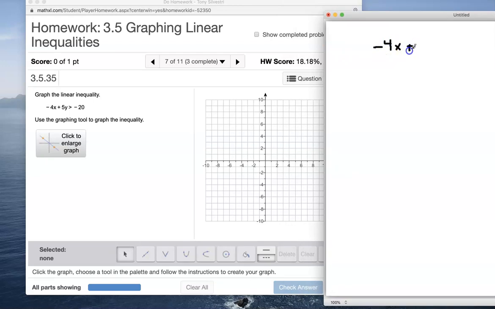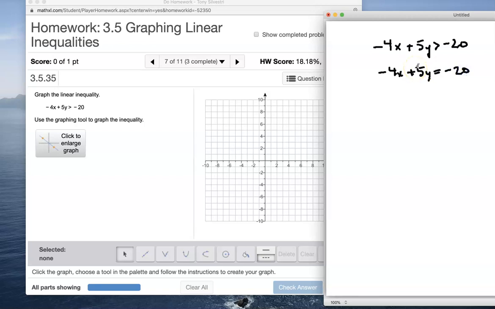Negative 4x plus 5y greater than negative 20. Okay, that changes things a lot. But the technique doesn't change. You still need to draw the dividing line between the true and false worlds. So what I'm going to do is change that to an equals, negative 20. All right. I need 2 points to draw the line.